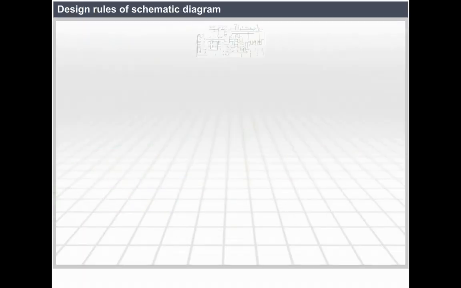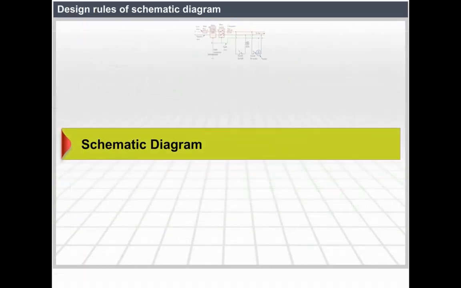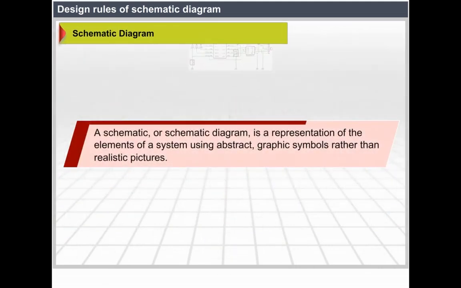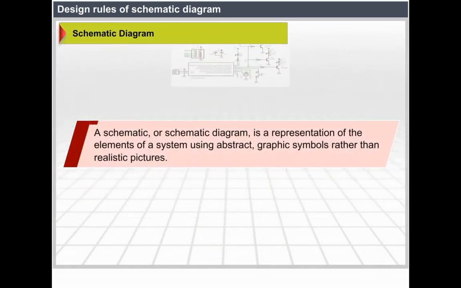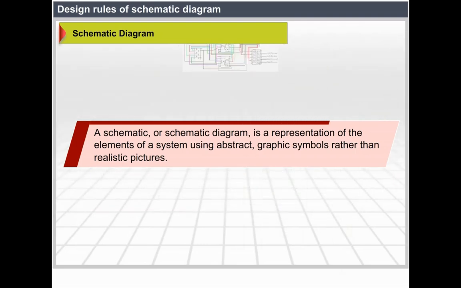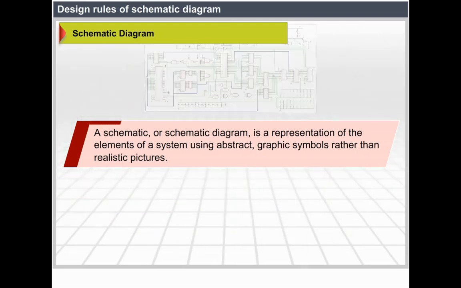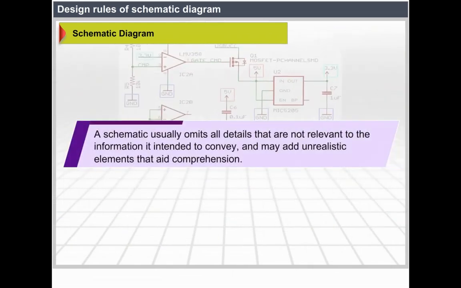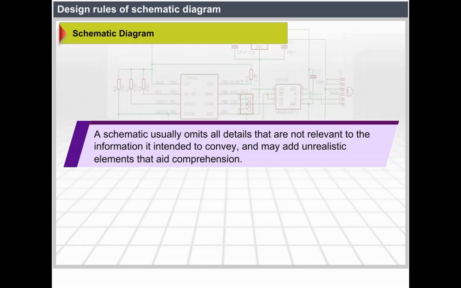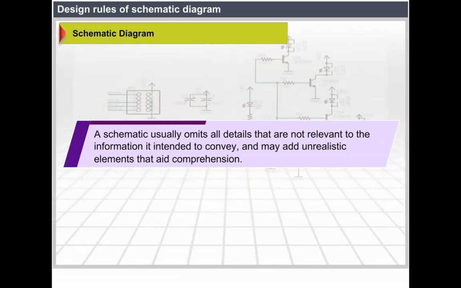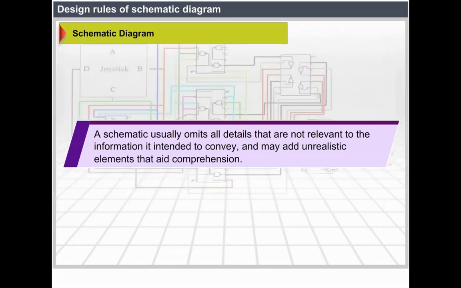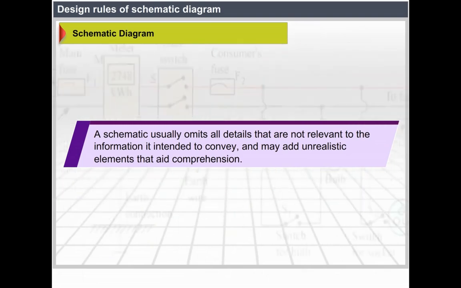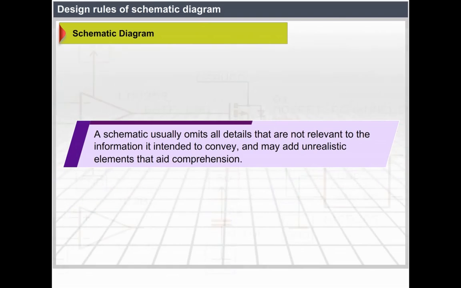Design rules of schematic diagram. Schematic diagram. A schematic or a schematic diagram is a representation of the elements of the system using abstract graphical symbols rather than realistic pictures. A schematic usually omits all details that are not relevant to the information it is intended to convey and may add unrealistic elements that aid comprehension.